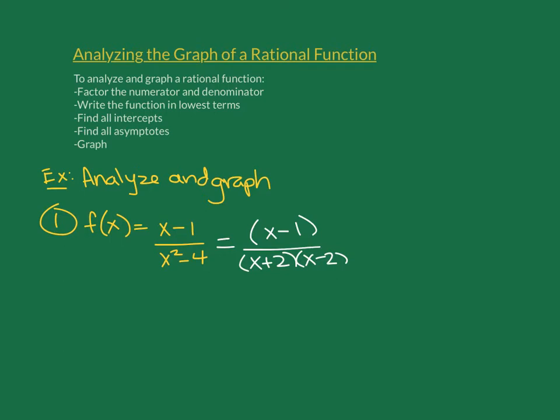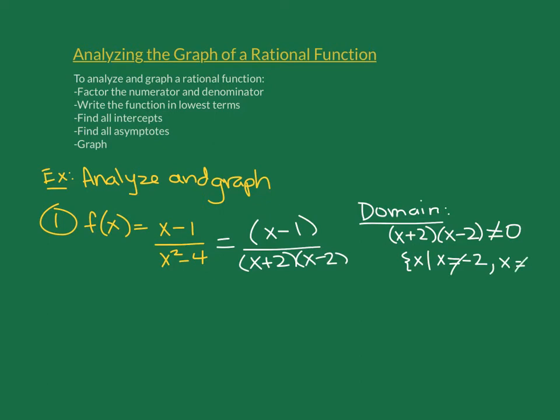Generally, you will have to identify the domain. I didn't specifically ask you to do that in your analysis, but usually you have to. The domain you find, remember, is where your denominator is not equal to 0. So we end up finding that our domain is all x such that x is not equal to -2 and x is not equal to +2. That's the first thing that we usually need to find.